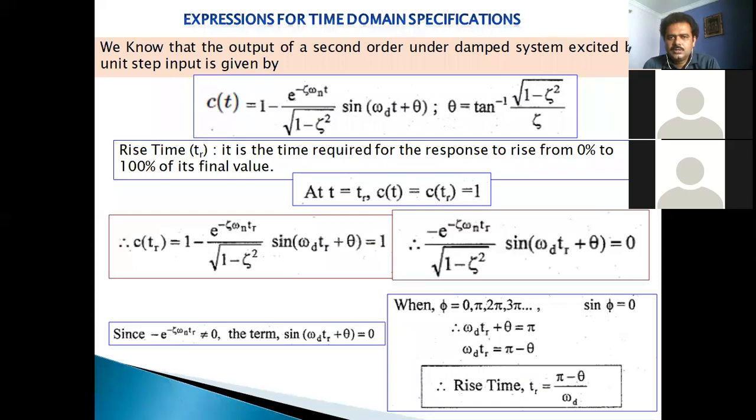Now I want to get formulas for rise time, peak overshoot, settling time, everything. For the time domain specifications, by solving and using the definitions, we can find the mathematical form of rise time, settling time, everything. So note down these equations. I will come back within a minute.